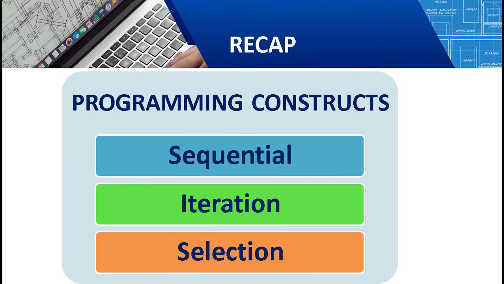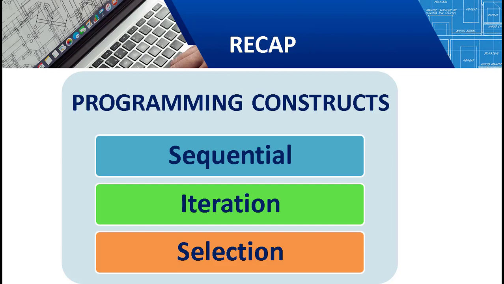Now coming to today's recap, that is programming constructs. Programming constructs are nothing but the statements which we write in the program. There are different types of constructs: sequential, iteration, and selection. Coming to the first one, sequential. Sequential means the statements are executed one after the other.